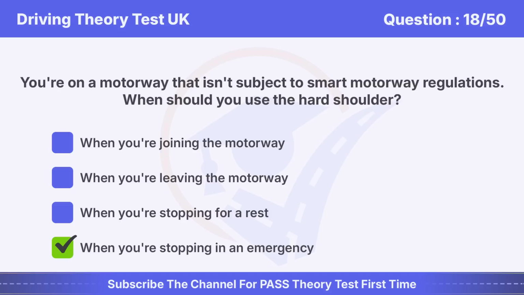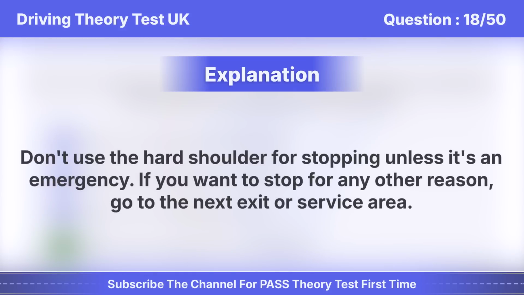Answer is D, when you're stopping in an emergency. Don't use the hard shoulder for stopping unless it's an emergency. If you want to stop for any other reason, go to the next exit or service area.